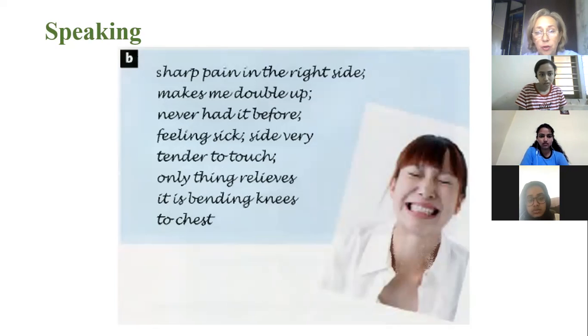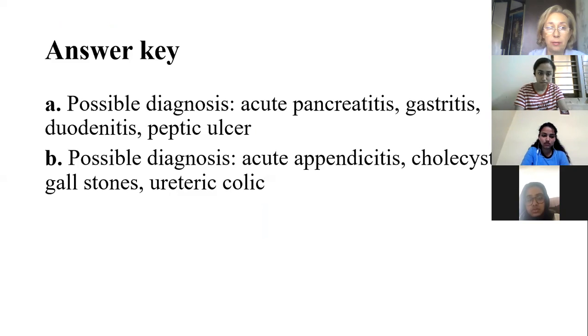The same question. What kind of condition is it? Right side means... so it's a pain related... Appendix. Yes, appendicitis. Possible appendicitis or some kind of colic. Okay, and so this is the answer key.